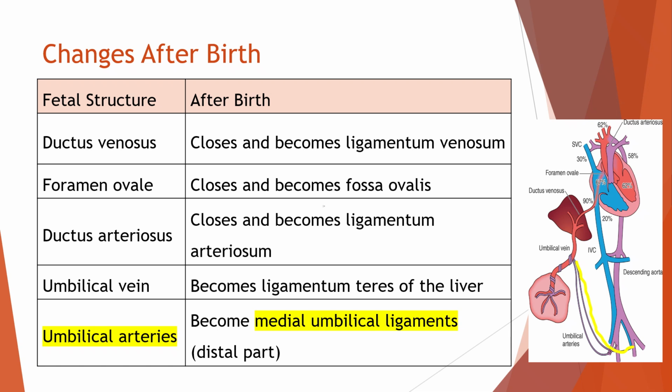Finally, the two umbilical arteries. These arteries carry deoxygenated blood from the fetus back to the placenta. After birth, they also close. Their distal portions become the medial umbilical ligaments.